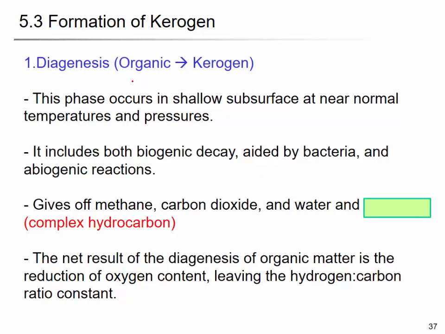Diagenesis is the phase that occurs in the shallow subsurface and near normal temperature and pressure, and includes the biogenic decay aided by bacteria and abiogenic reaction, and it gives off methane, carbon dioxide, and water, and the kerogen. The net result of the diagenesis of the organic matter is the reduction of the oxygen content, leaving the hydrogen-carbon ratio constant. So kerogen is a kind of metastable or transient stage before turning to the hydrocarbon.